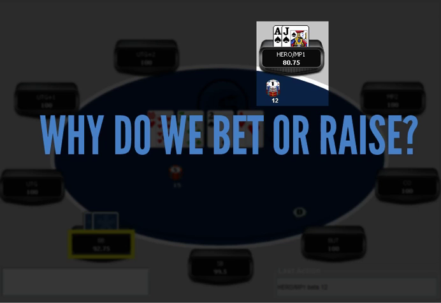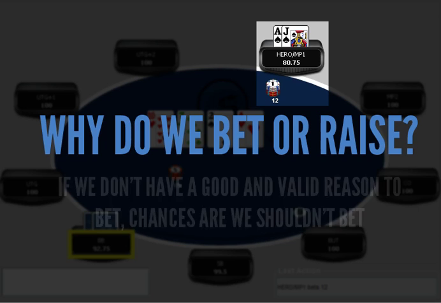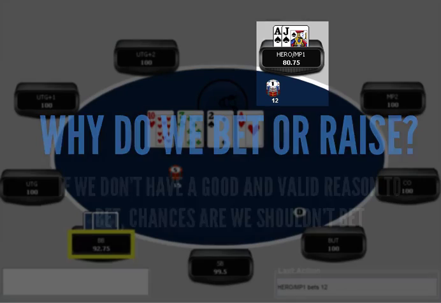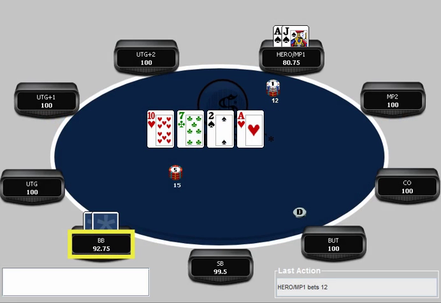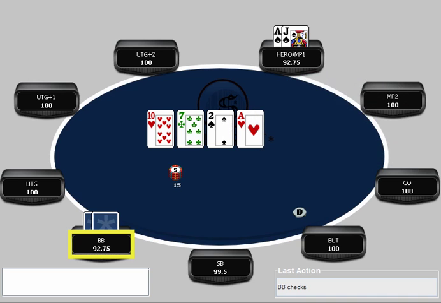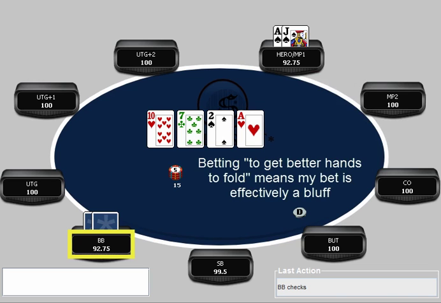So, if at any given point we're going to bet, we better be able to figure out why we're doing it. If we can't, chances are we probably shouldn't be doing it. Literally that simple. So, in a situation like this where we're betting, or thinking about betting, the question I'm asking myself is, if I'm going to bet, are worse hands going to continue? Because when I'm betting with top pair, decent kicker, that's what I should be doing it for. I shouldn't be betting to get better hands to fold because, one, not a single better hand is ever going to fold here, and two, then we'd effectively be turning our hand into a bluff.